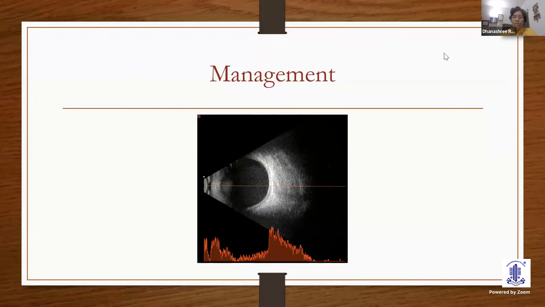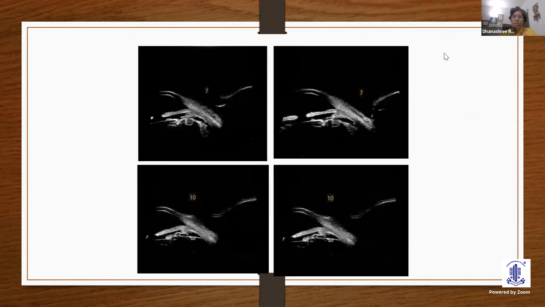So management, it depends. Before management, you can do an ultrasound to make sure that the posterior segment is good, the retina is well attached. You can also do a UBM to identify whether there is any fibrovascular proliferation from the sclerotomy site. And it is very effective in identifying this.